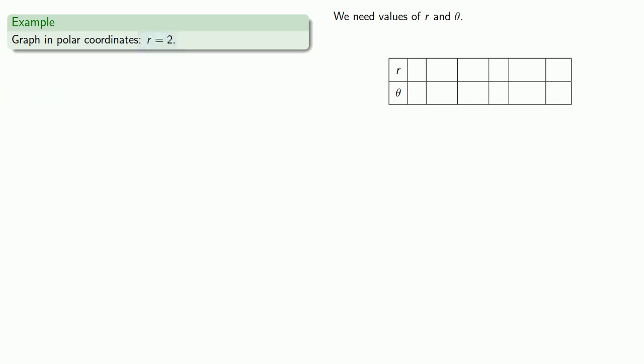Suppose theta is 0, then r is going to be 2. If theta is pi over 4, r is going to be 2. If theta is pi over 2, r is going to be 2. If theta is pi, or 3 pi over 2, or 2 pi, then r is going to be, let me think about this for a minute, 2. And we can plot all of these points as before.